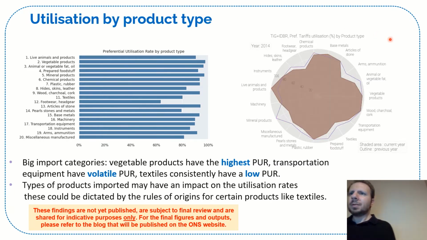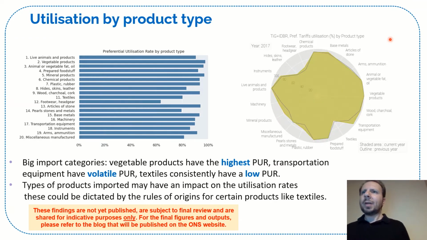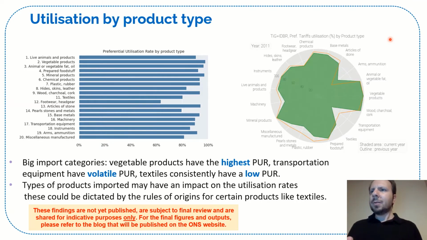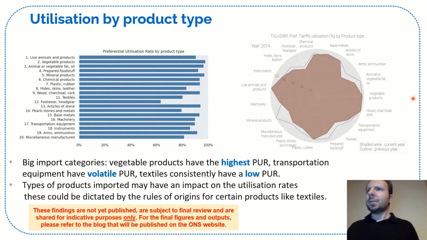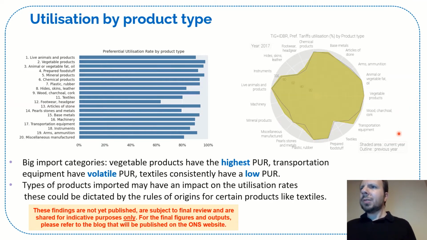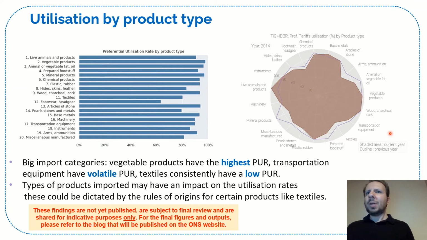On the right side of the slide, we can see utilization of the products over the years and how it changes. You can see, for example, that for certain products such as transportation equipment, we have a very volatile use of preferential tariffs, and for other products such as textiles, these have a consistently low utilization of preferential tariffs.